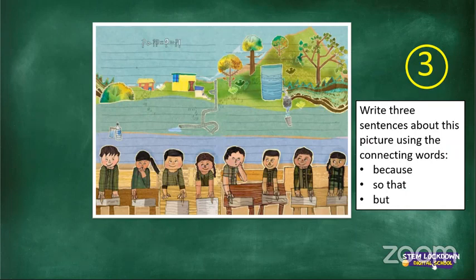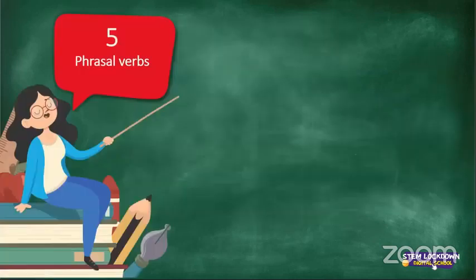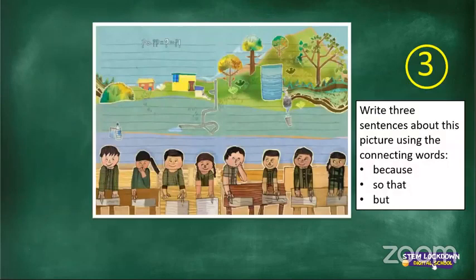The children are discussing so that they can solve their problem. Excellent. They made a filter because the water was dirty. Good. Very good. The children are writing but laughing at the same time. Good. Very good. Okay, so because shows reason, so that shows purpose, and but shows contrast. Well done to those two brave children for reading out these. Awesome. So let's go and mark these now. Give yourself a mark out of 3 if you think you got those sentences right.